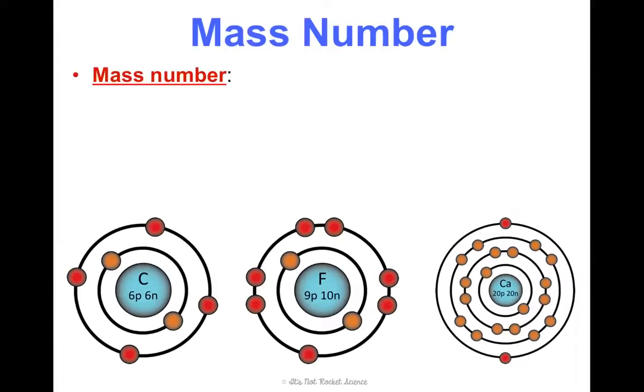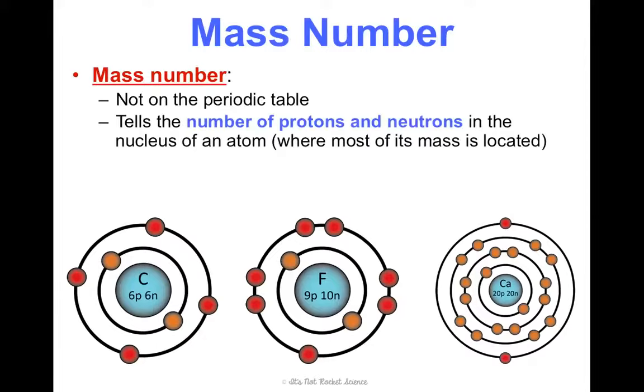Now, another number that's really important is the mass number. This is not on the majority of periodic tables. You shouldn't really be seeing this on a periodic table, but it is something you need to know. It tells the number of protons and neutrons in the nucleus of an atom. And we call this the mass number because remember, that's where most of an atom's mass is located. It's in the nucleus. So the number of protons and neutrons is really telling me about the mass of the atom.